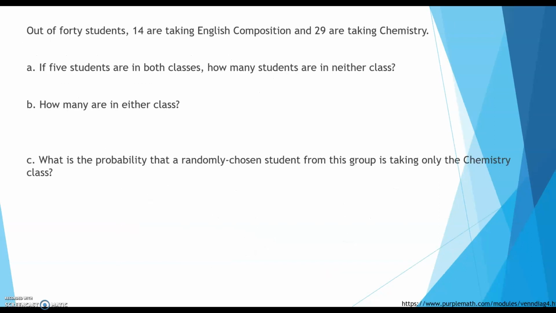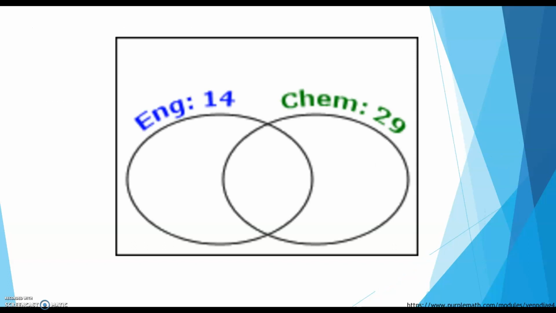Okay, so out of 40 students, 14 are taking English Comp and 29 are taking Chemistry. If 5 students are in both classes, how many students are in neither? Okay, so 5 students are in both classes, so the 5 will go right there in the middle. In English, we've got 14. So 14 minus 5, 9 left. 29 minus 5 is 24.